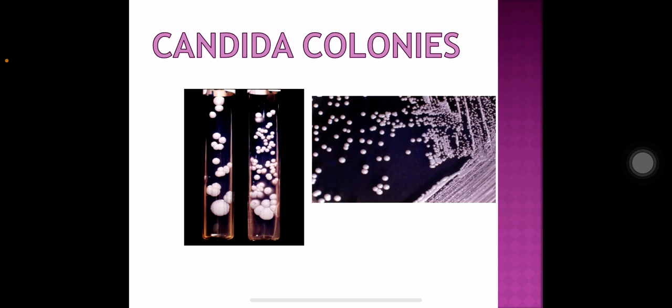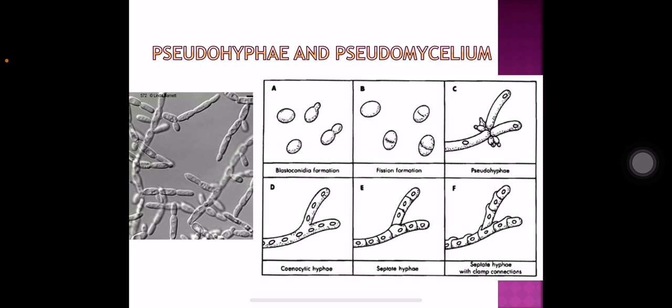Colonies of Candida also resemble colonies of bacteria. They are also smooth in consistency and resemble bacterial colonies. Pseudohyphae and pseudomycelium mean it seems like hyphae but it is not hyphae. It is just a chain of elongated cells. It looks like hyphae but it is not a hypha, so it is known as pseudohypha, and a mass of pseudohypha is known as pseudomycelium.